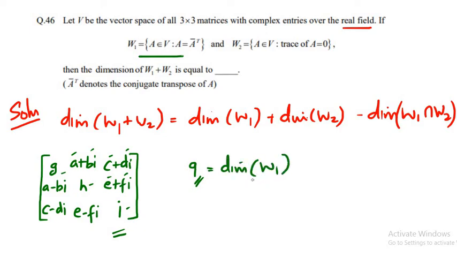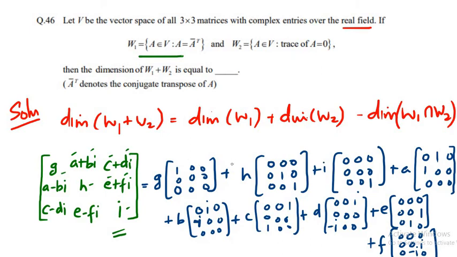Those who have confusion about how to find this dimension, you can see it in this form. I'll try to express these matrices in terms of some linearly independent matrices, and these will act as a basis. Since these are complex matrices, we have entries with i. So from this we can get the basis for this space, and we get the dimension as 9. This is how we can find the dimension of this space.